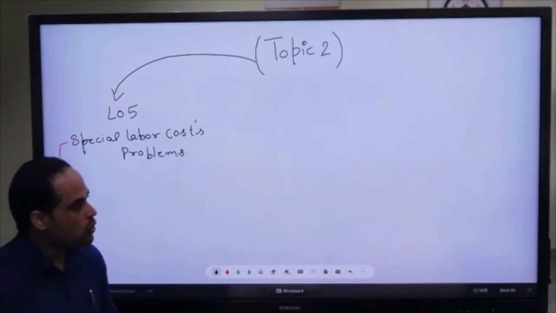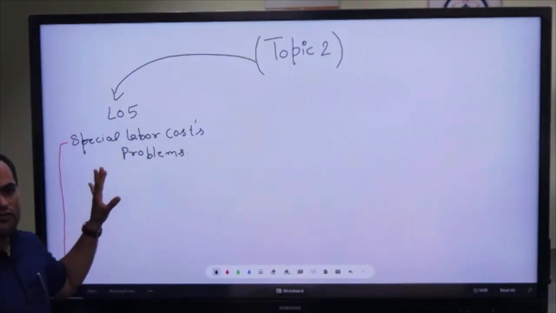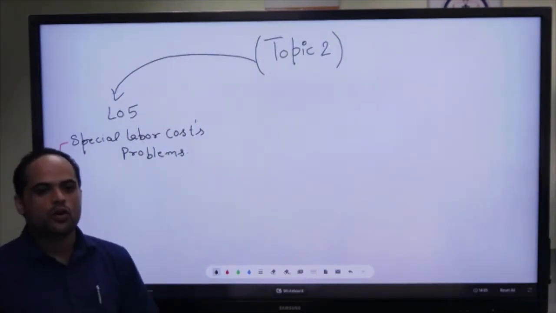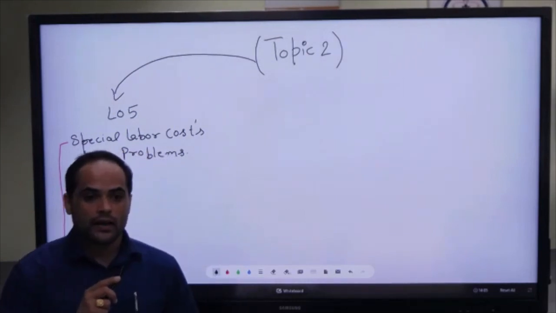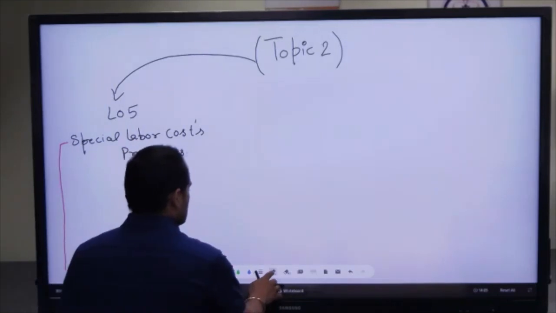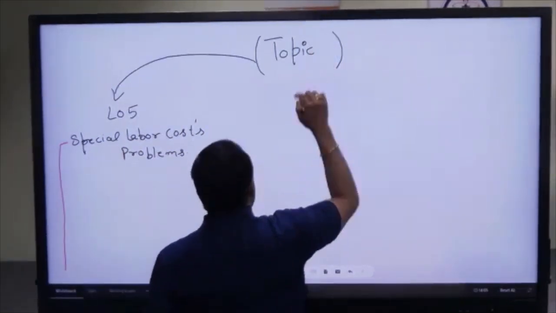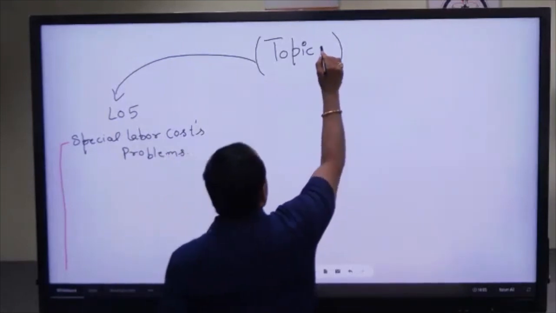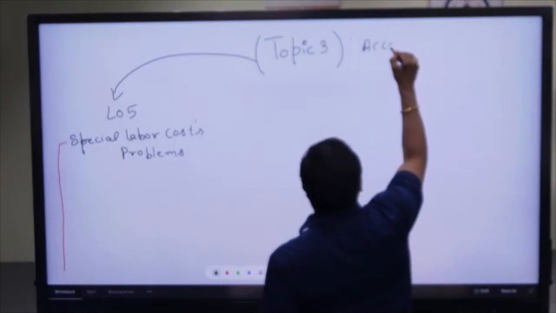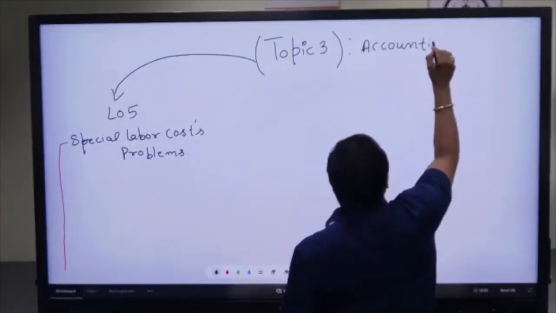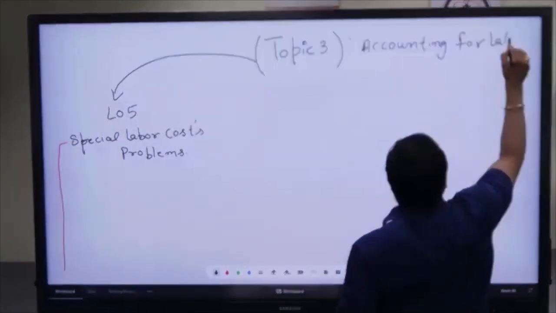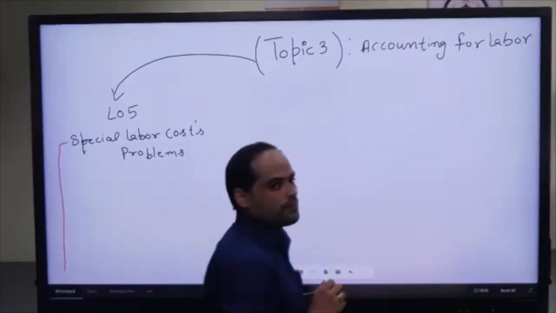All right. So we start with learning outcome 5. Once we finish learning outcome 5, then you can ask me a question regarding topic 3. Sorry, it's not a topic 2. It's topic 3, which is accounting for labor. So topic 3 is accounting for labor. That is your topic 3.